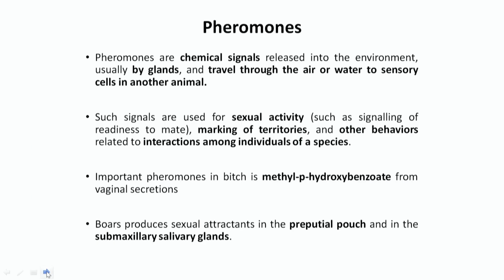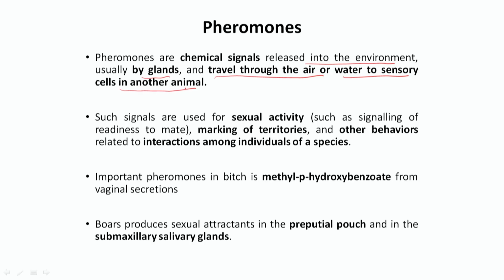The last one is pheromones. Pheromones are chemical signals released into the environment by a gland that travel through the air or water to the sensory cells in another animal. So pheromones secreted from one animal go into the air, then reach other animals and produce their actions. These signals are used for sexual activity, such as signaling readiness to mate, or they help in the marking of territories.